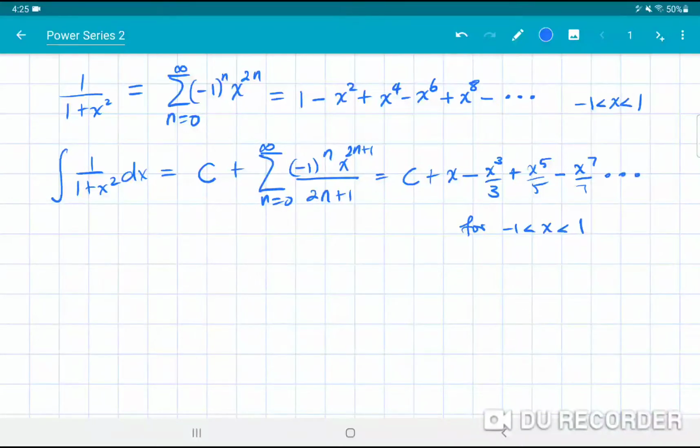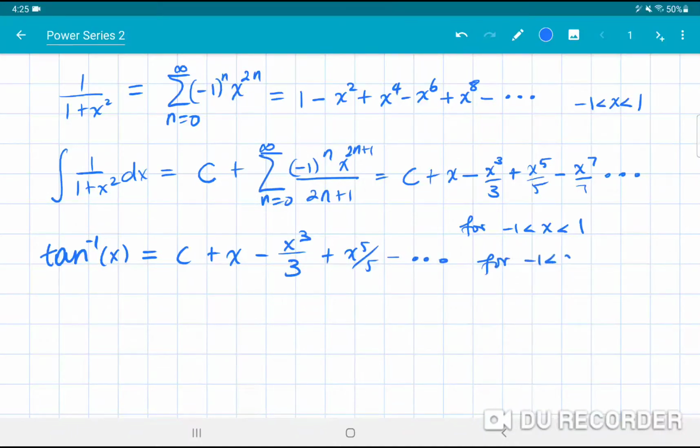So this is tan inverse of x equal to c plus x minus x cubed over 3 plus x to the fifth over 5 minus plus minus, for negative 1 less than x less than 1. And we don't know what happens at minus 1 and 1. We're going to test that. But before that, let's figure out what c is.